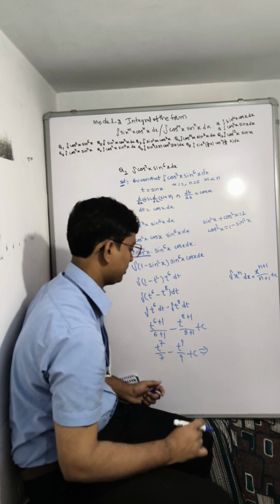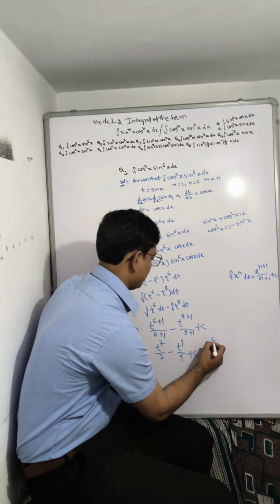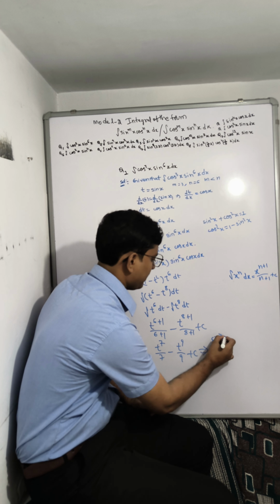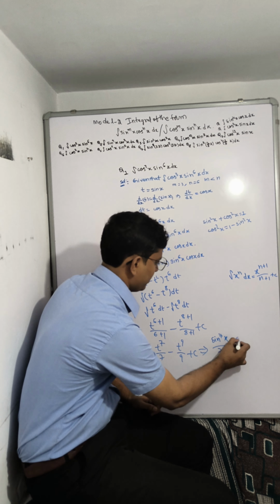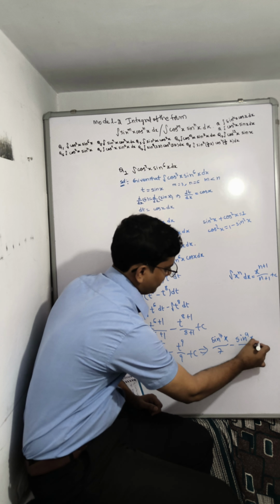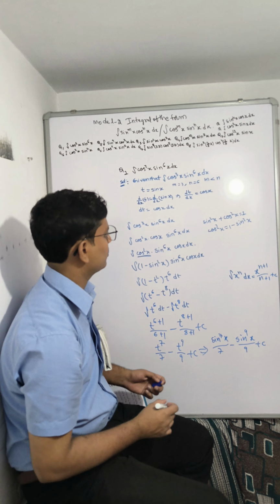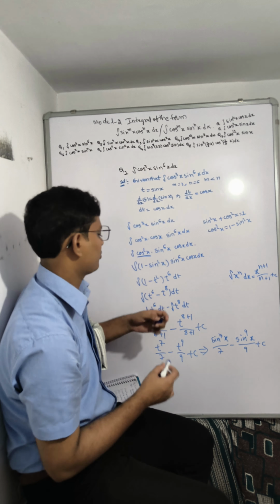What is t? We consider t as sin x. So sin to the power of 7 x by 7 minus sin to the power of 9 x by 9 plus c. Okay, this is the solution of this question.